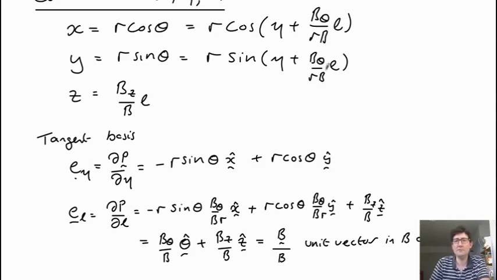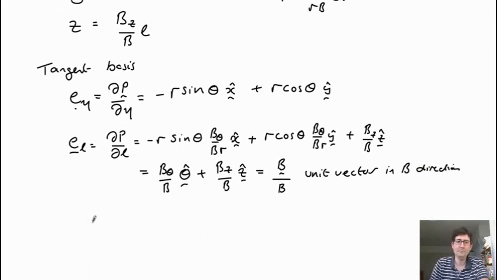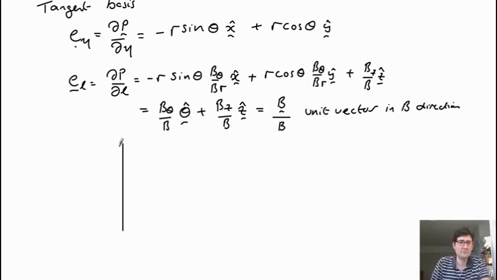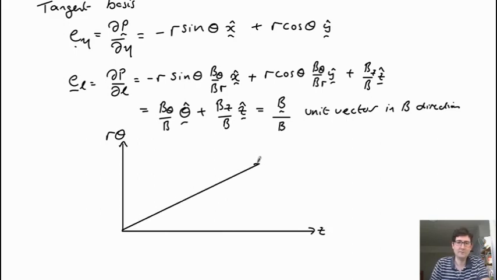Each of the x, y, and z has this L dependence in here, and so when you differentiate it, you end up with three components in x, y, and z. And you can just write this in terms of the magnetic field. This is just the unit vector along the magnetic field direction. And so L is now aligned to the magnetic field. And if you plot it in a flux surface, this is the distance R theta. This is the Z direction. Following the magnetic field, it's doing this.